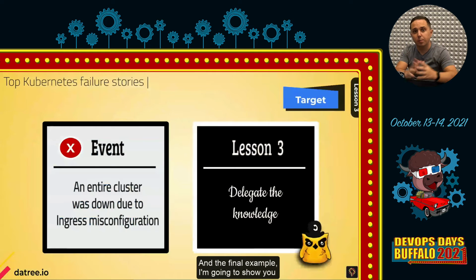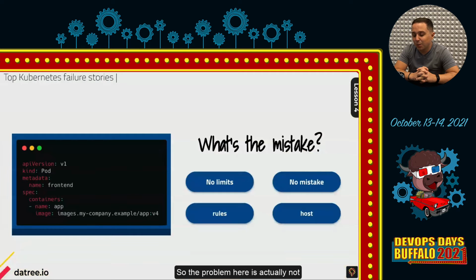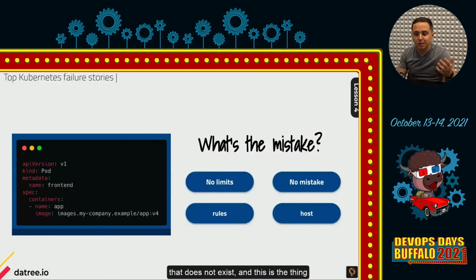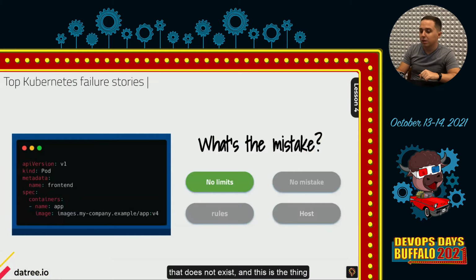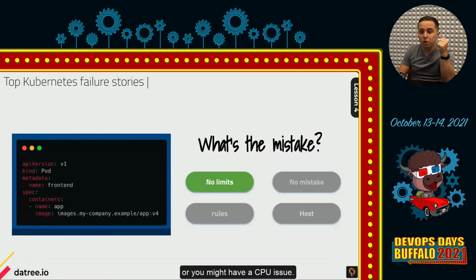And the final example I'm going to show you is this pod configuration, which, by the way, seems very, very simple. Like, what's so special about it, right? So the problem here is actually not with something that is written, but rather with something that does not exist. And this is the thing that there are no limits set here. And this is very dangerous because if you have no limits for your workloads, your cluster might run out of memory, or you might have a CPU issue.